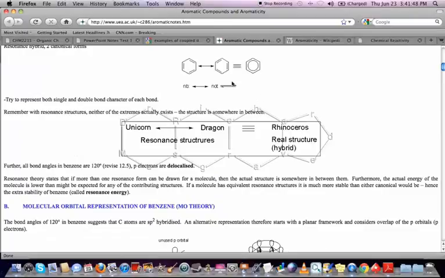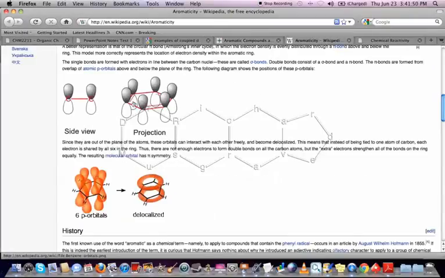And this is all due to what I was talking about before with the p orbitals all being in the same phase or being overlapped and having a very nice situation. And this is where the stability of benzene comes from.